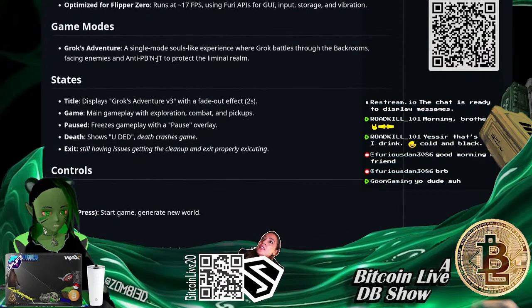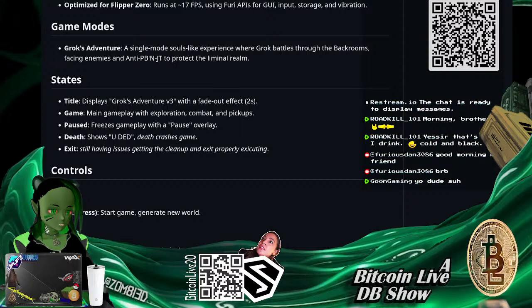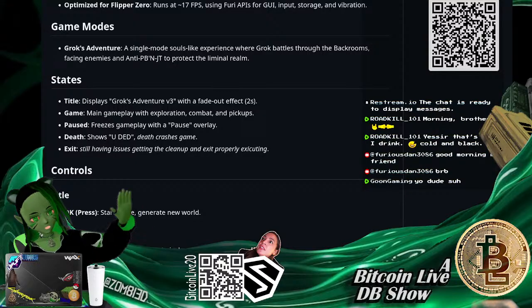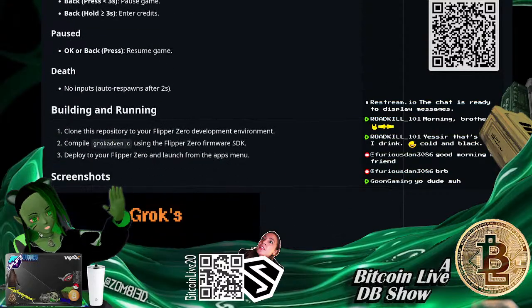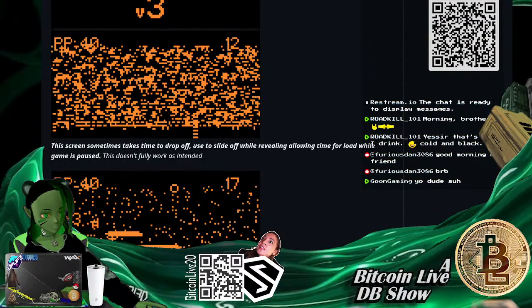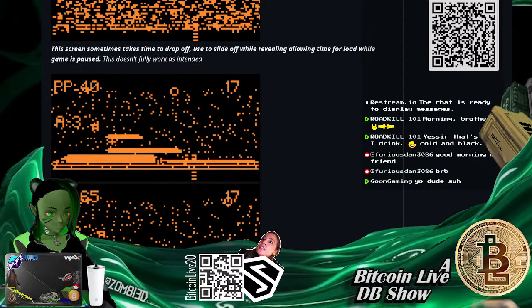You turn it on, it starts, you play, you go. Like you see here, it's got a title screen, the fade-out effect, the main gameplay, it can pause, it's got a death screen, and it exits. And that's all it does. And we look down here, here's the fade screen. It kind of looks like a bunch of garbage, but we use that for generating the world.